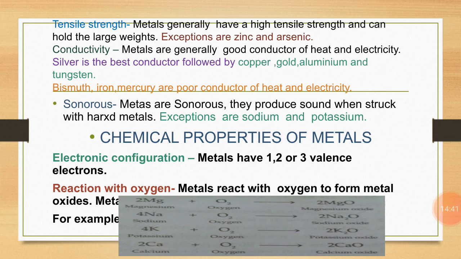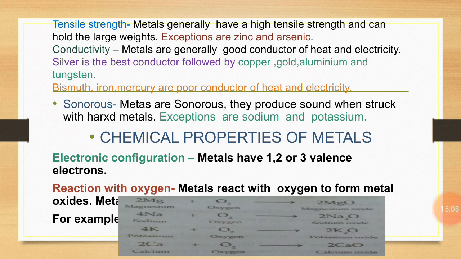Next we are going to study the chemical properties. So this was about the physical properties of metals. Now we are going to discuss the chemical properties of metals one by one. Firstly, we are going to know about the electronic configuration. First of all, we need to know how many electrons are found in its valence shell. Metals generally have a valence shell, meaning the outermost shell.